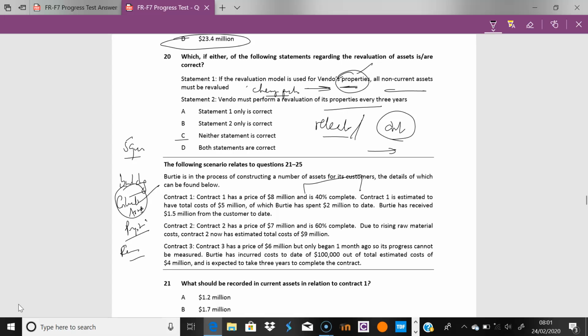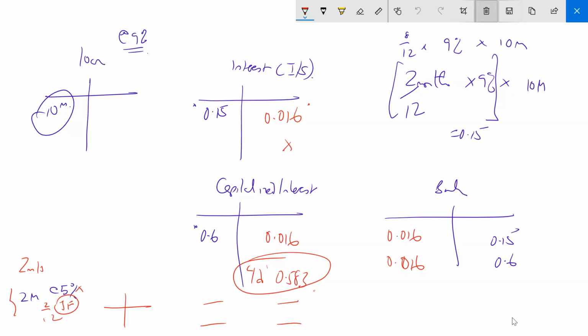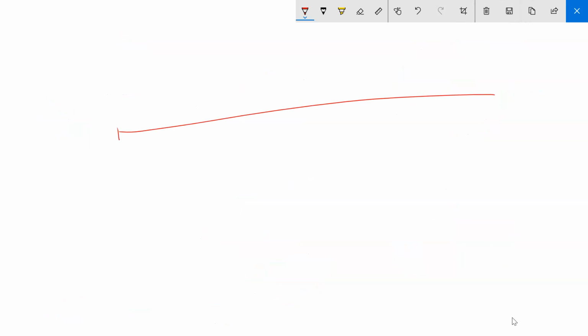So contract 1 has a price of 8 million and is 40% complete. Let me go to a clean page just to make this easier for myself. Right, so what do we have here? We have this contract. Price is 8 million. It tells us it is 40% complete.